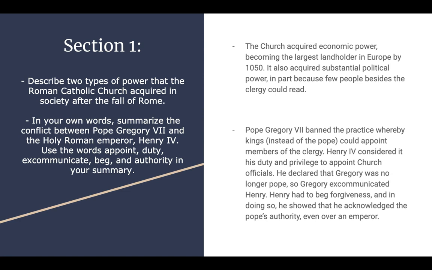This is just an example. So it says, Pope Gregory VII banned the practice whereby kings, instead of the Pope, could appoint members of the clergy. Henry IV considered it his duty and privilege to appoint church officials. He declared that Gregory was no longer Pope, so Gregory excommunicated Henry. Henry had to beg forgiveness, and in doing so, he showed that he acknowledged the Pope's authority, even over an emperor.